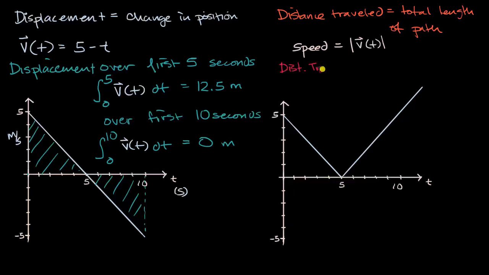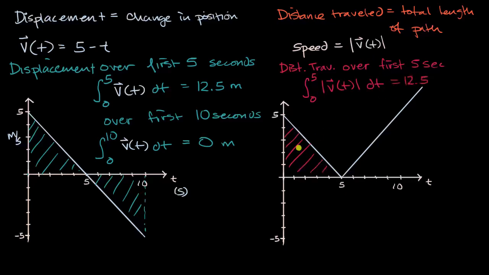Distance traveled over the first 5 seconds, what would it be? Well, it would be the integral from 0 to 5 of the absolute value of our velocity function, which you could just view as our speed function right over here, dt. And so it would be this area, which we already know to be 12.5 meters. So for the first 5 seconds, your distance and displacement are consistent. Well, that's because in this case the velocity function is positive. So the absolute value of it is still going to be positive.